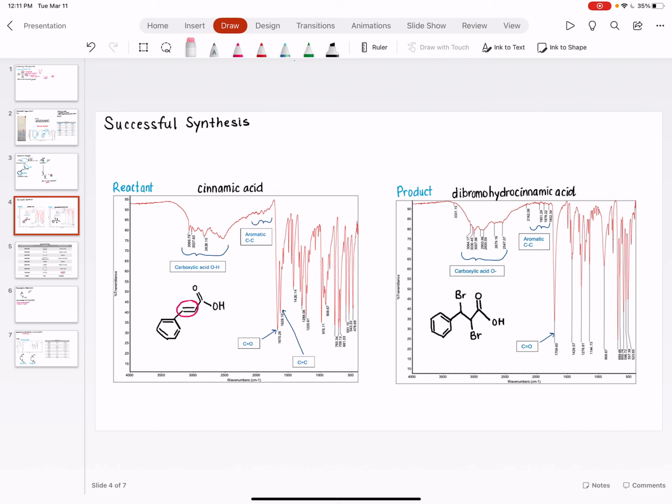So keep that in mind. Make sure you talk about that in your paragraph if you see that, and just really pay attention to the similarities and differences between the reactant FTIR and your product FTIR.